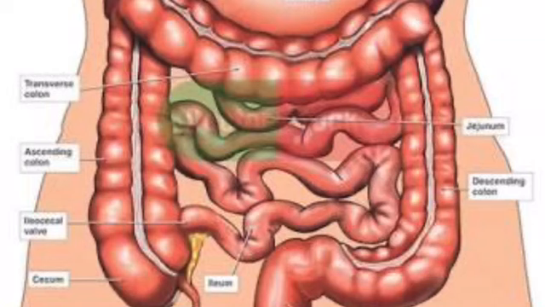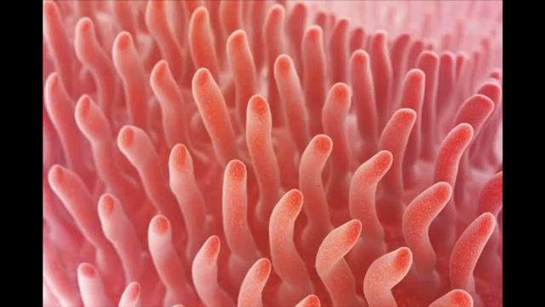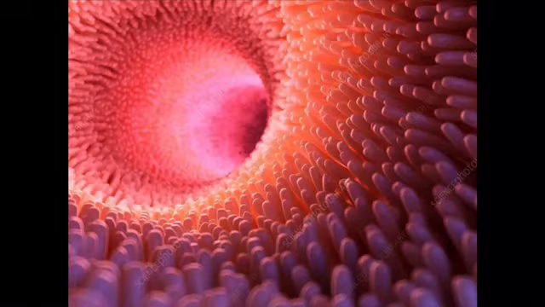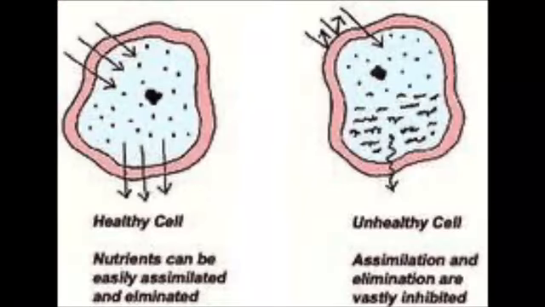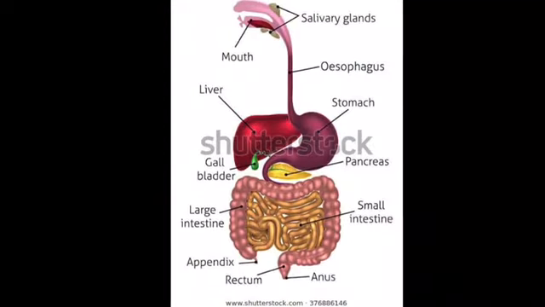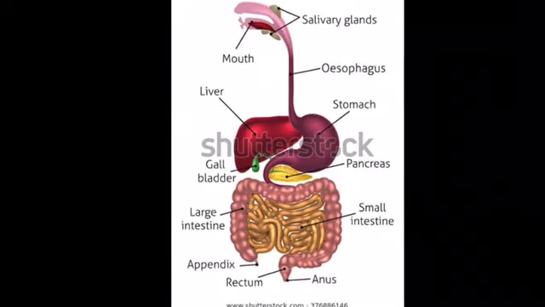This absorption is done by the blood capillaries surrounding the finger-like projections in the inner wall of the small intestine, which are known as villi. Now, the nutrients are dissolved in the blood plasma. The next step is assimilation. What is assimilation? Assimilation means the utilization of these nutrients by each and every living cell for growth and development.